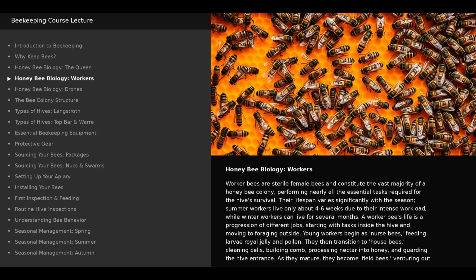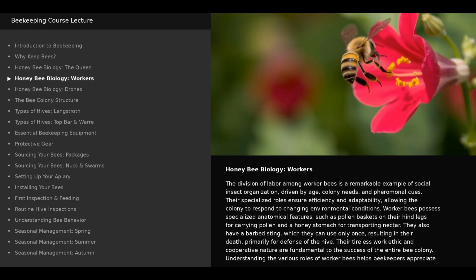Their collective efforts ensure the hive functions as a superorganism, maintaining a stable environment and gathering resources. The division of labor among worker bees is a remarkable example of social insect organization, driven by age, colony needs, and pheromonal cues. Their specialized roles ensure efficiency and adaptability, allowing the colony to respond to changing environmental conditions.